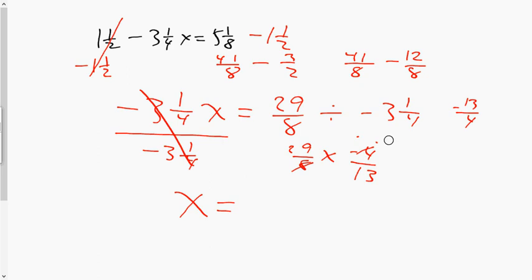Negative 1 over 2, which means your final answer is negative 29/26, which is negative 1 and 3/26 in lowest terms. If you didn't cross reduce, you ended up getting 29 times 4, a big number. Something that was complicated. You didn't want it.